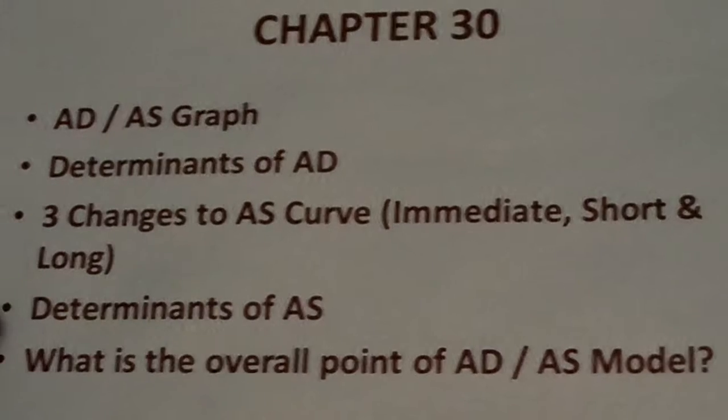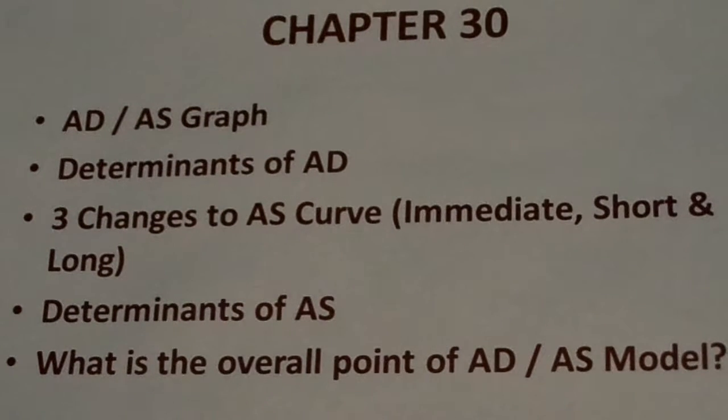Chapter 30, you have to know basically what's on each axis of the aggregate demand, aggregate supply graph. You have to know the determinants of aggregate demand. You'd have to be able to draw or consider. In multiple choice, you just have to be able to picture them and understand what they were and answer questions about them. The 3 changes to the aggregate supply curve: immediate short run, short run, and long run.